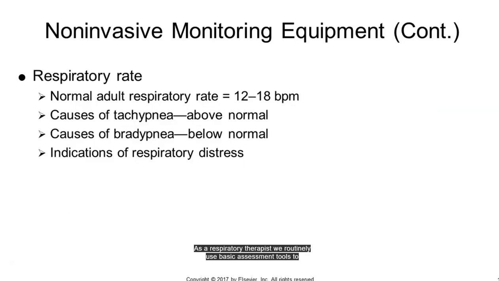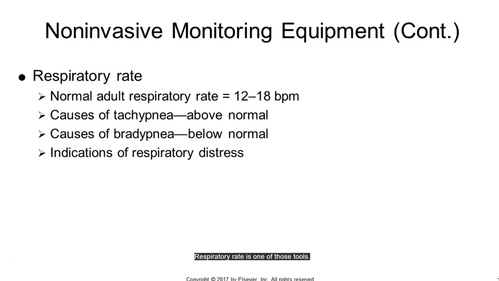As respiratory therapists, we routinely use basic assessment tools to determine abnormalities and report findings. As such, they are an important diagnostic tool and should always be accurately performed and reported, as they may be the first signs of dysfunction requiring further testing.